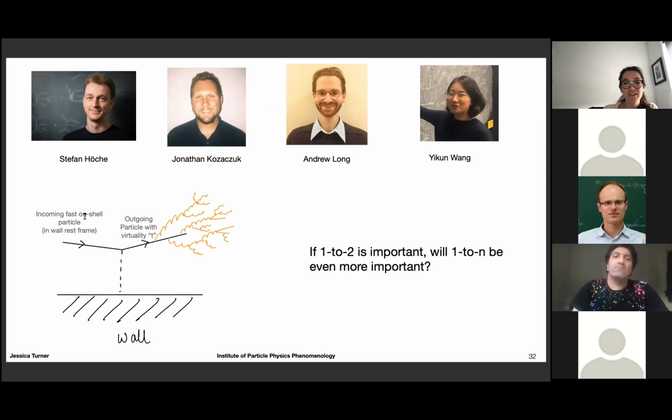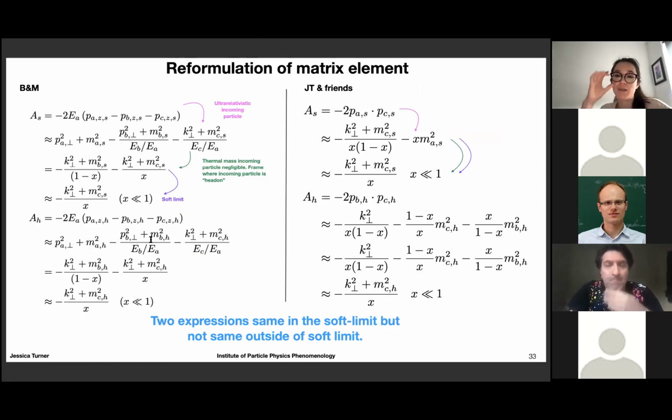And the idea here is that we have a fast incoming particle. It can probe the wall. And this probing of the wall could potentially put the particle off of its mass shell by a large virtuality that could result in a lot of soft radiation. So how do we start doing this?